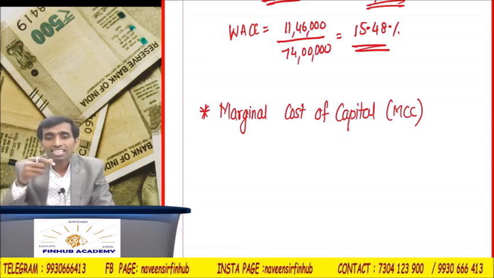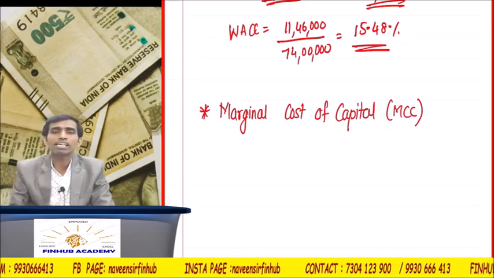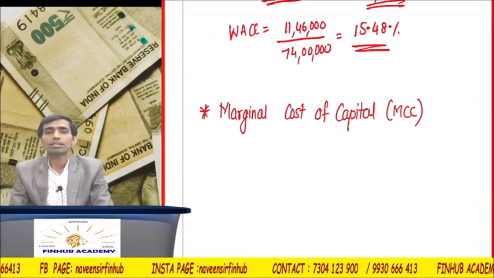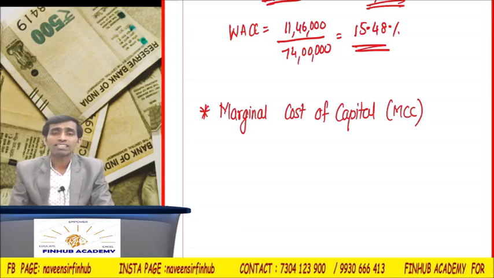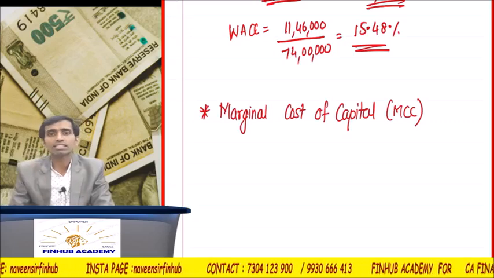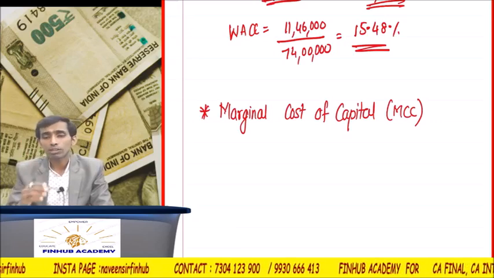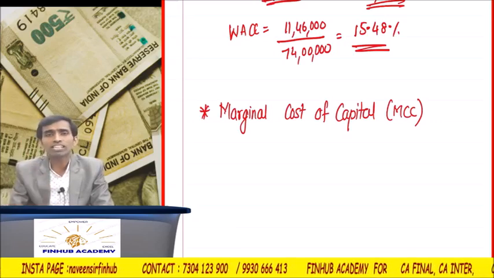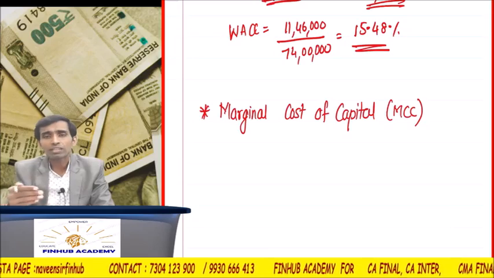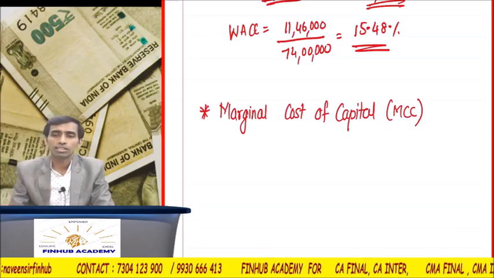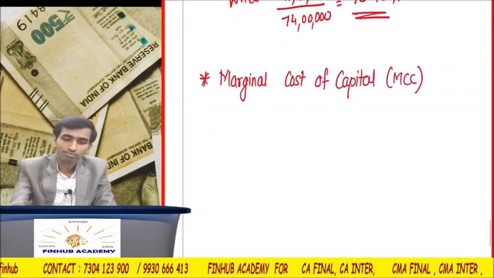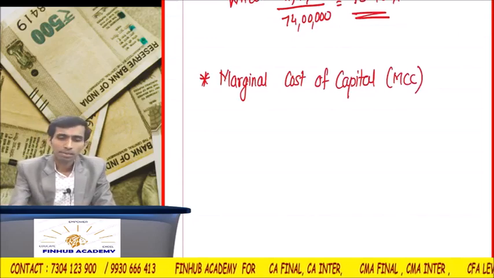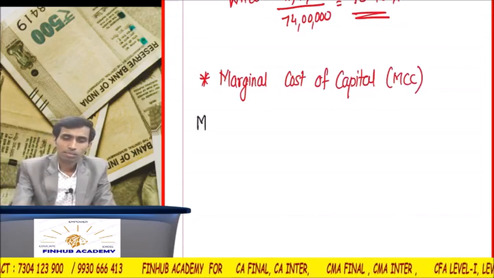The cost, the additional cost of raising a rupee is called what? Marginal cost of capital. Okay. Generally it is calculated using target weights, because target means what? Your structure is going to change. Marginal means what? Additional debt you will issue, additional equity you will issue. Right. Write a note on this. Marginal is defined as MCC.